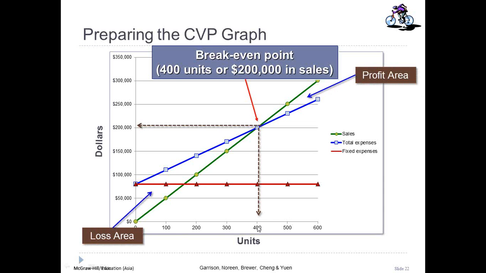If we go more than 400 units, we are in the profit zone. Here's the sales revenue. Here are total expenses. Likewise, if sales are less than 400 units, then we're going to incur a loss, and that loss is represented by this area.